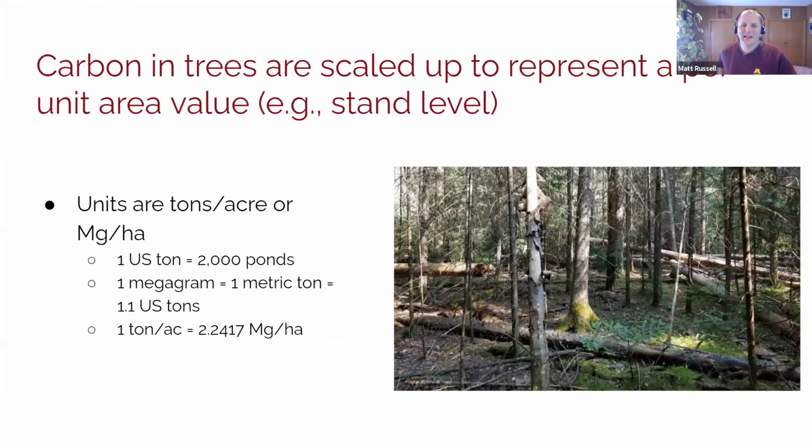If we want to go to a stand level, we need to scale up the measurements we make on trees to a per acre basis. When we do this, we typically talk about tons per acre or the metric equivalent, megagrams per hectare. 1 US ton is 2,000 pounds. 1 megagram is the same as a metric ton, and it's a little more, about 1.1 US tons. And we have an equivalency for converting tons per acre to megagrams per hectare.